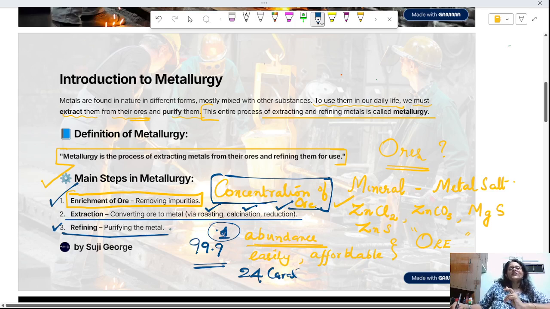So for the slight impurities present in the metal, we use a method called refining, which is based on electricity, electrochemistry, or electrolysis. These are the topics and subtopics that we are going to learn in this session.